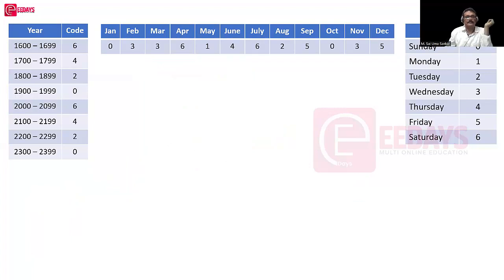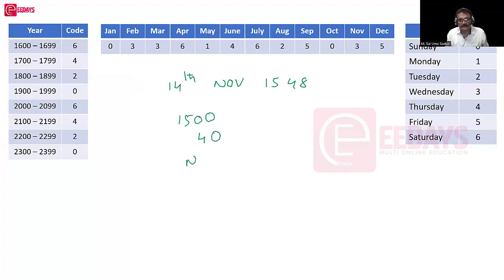One more example: on which day does 14th November 1548 fall? 1548. What is the first step? Century. What is the next step? Years. What is the next step? Month. What is the next step? Date. Only 4 steps are there. What is the code?